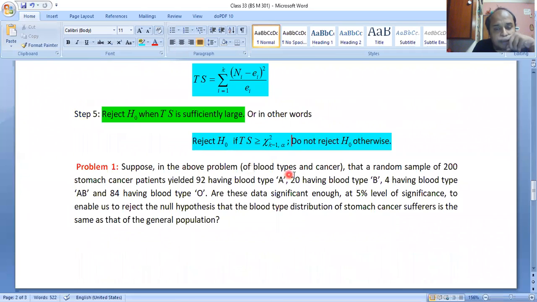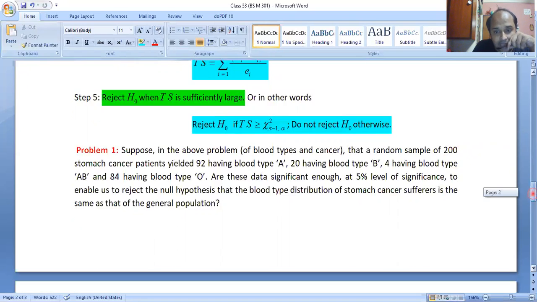Suppose in the above problem of blood types and cancer that a random sample of 200 stomach cancer patients yielded 92 having blood type A, 20 having blood type B, 4 having blood type AB, and 84 having blood type O. Are these data significant enough at 5% level of significance to enable us to reject the null hypothesis that the blood type distribution of stomach cancer sufferers is the same as that of the general population? So here the total sample size, small n, is 200.